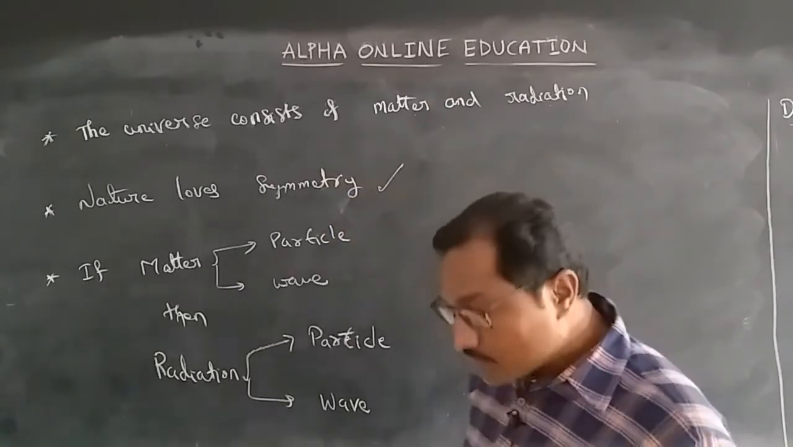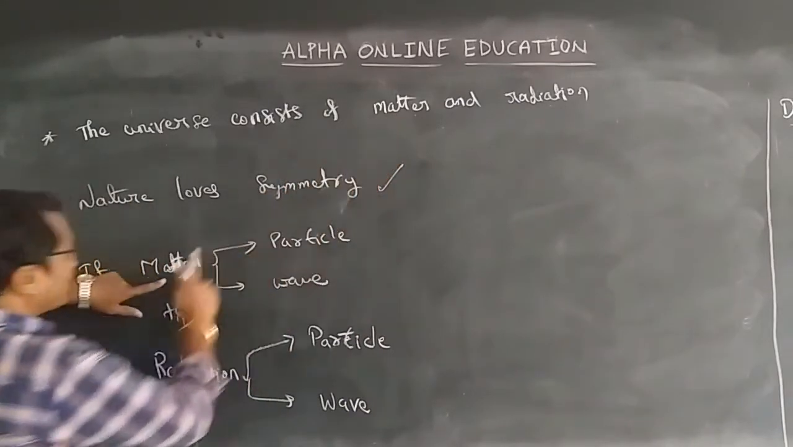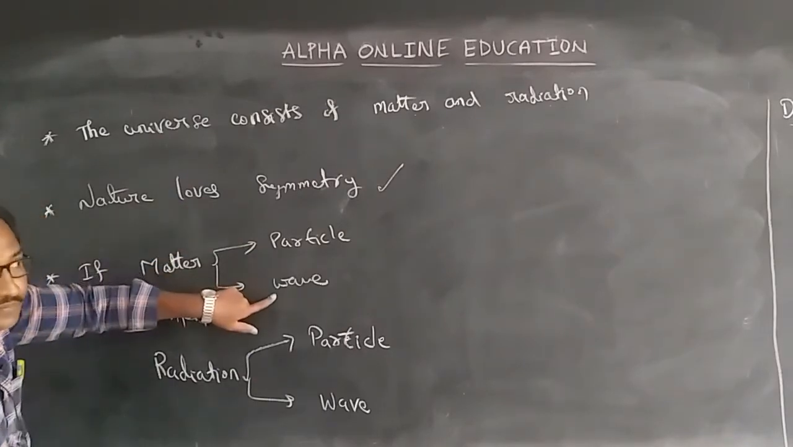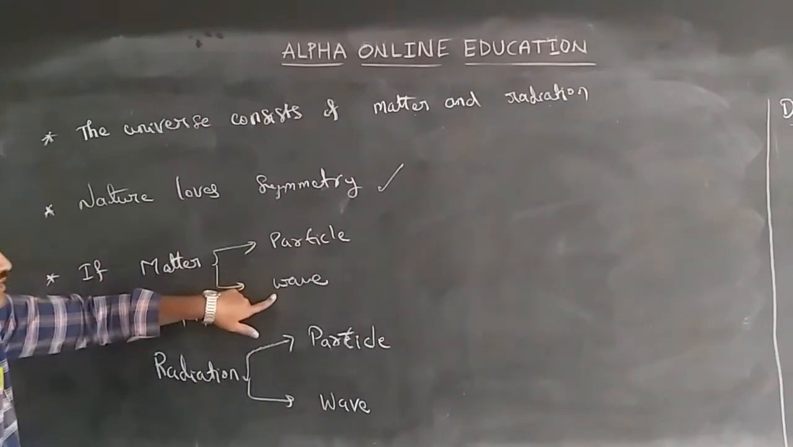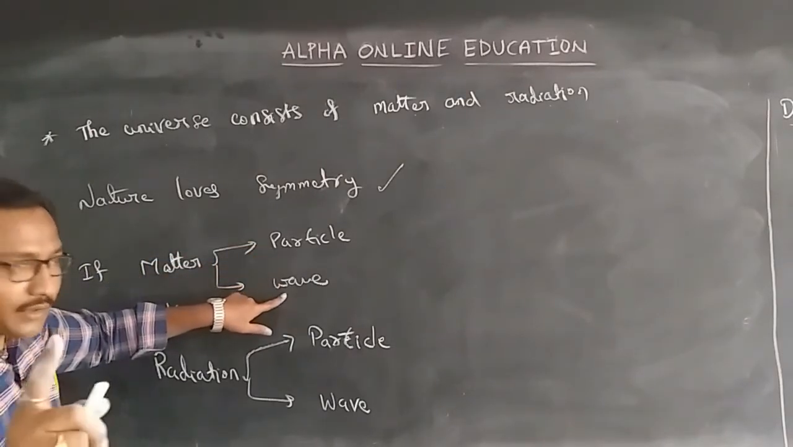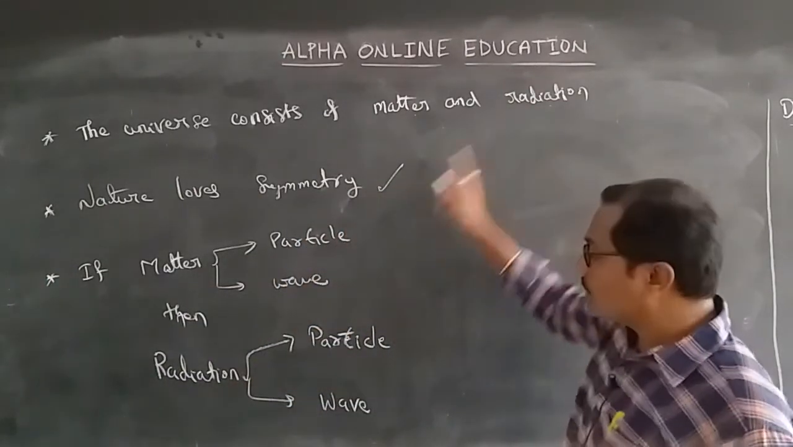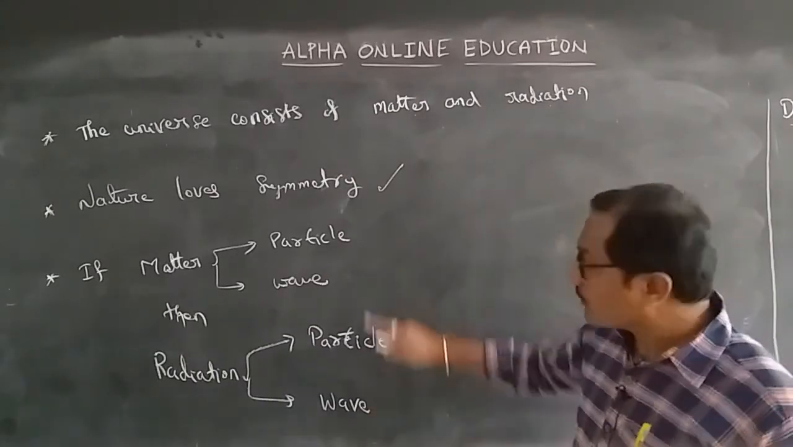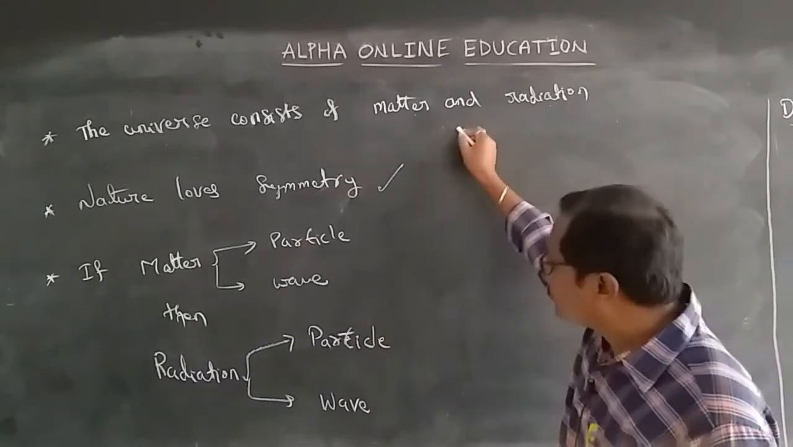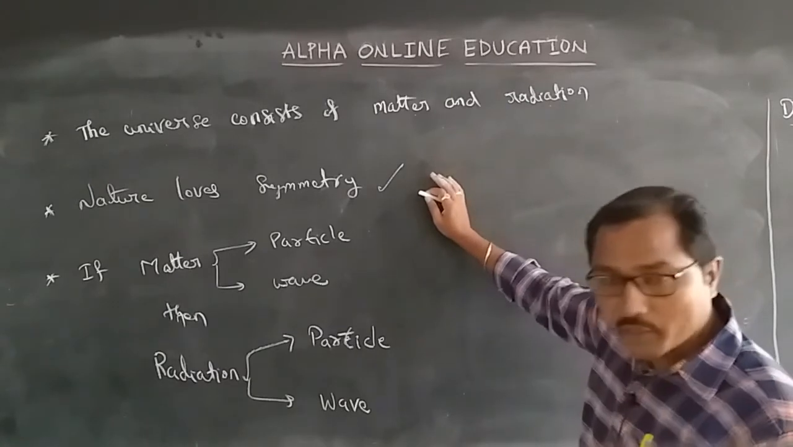Okay, and the third one is that this matter behaves as a particle as well as a wave. Just now we have discussed these cases. This matter behaves as a particle, or otherwise as a wave. Then this radiation also behaves as a particle as well as a wave, particle and wave. Okay, so these three points are the hypothesis of de Broglie. Okay.